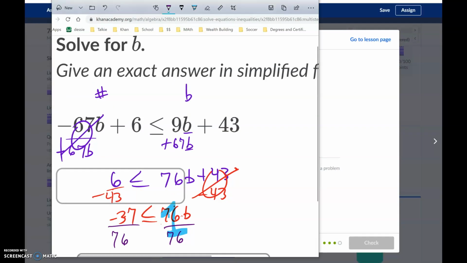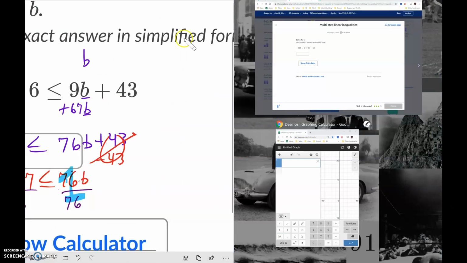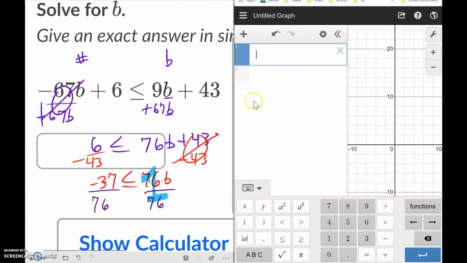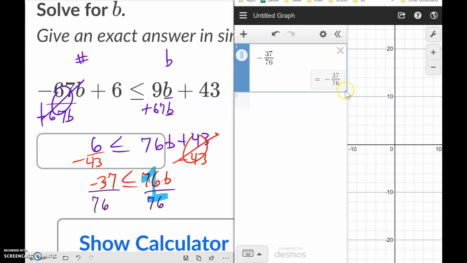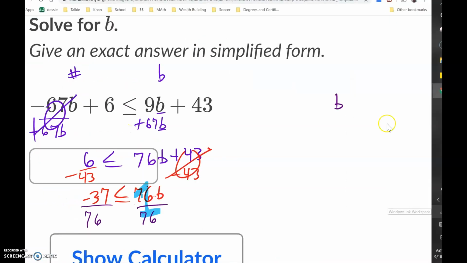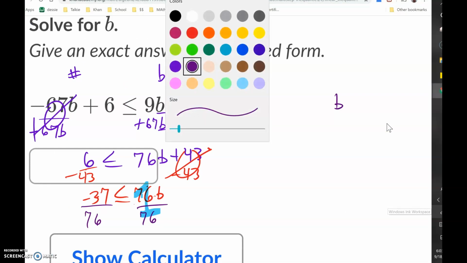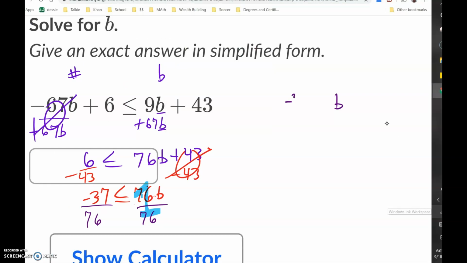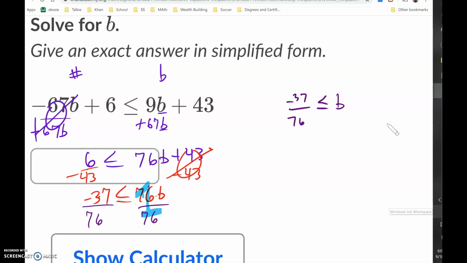And negative 37 divided by 67, I'm not sure exactly what that is, but I know who knows it. Let's see if we can simplify this. So I'm typing this in, and it doesn't simplify. So that is actually the answer. So go ahead and rewrite this: negative 37 divided by 67.